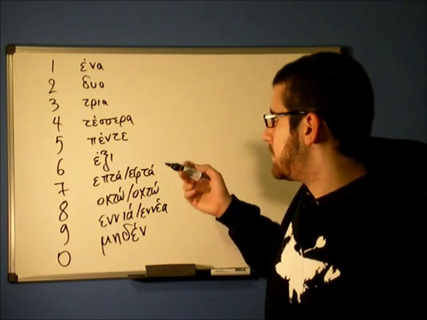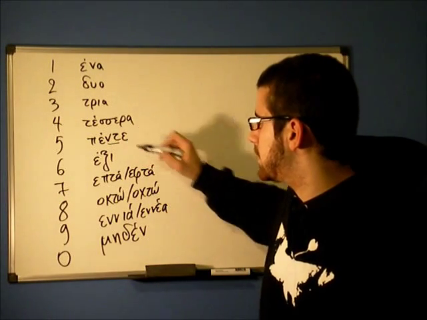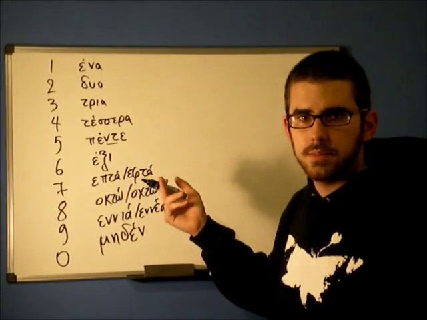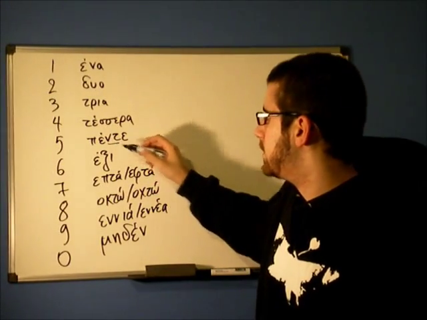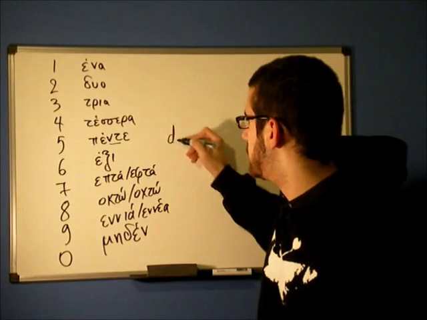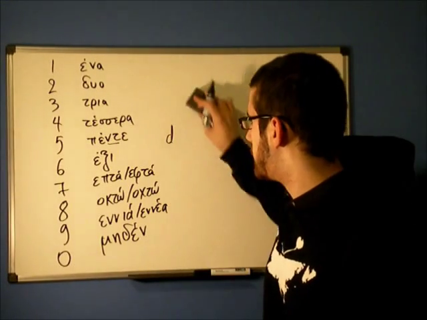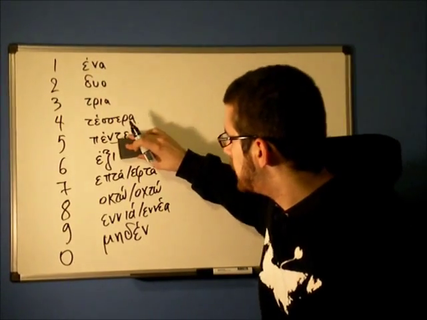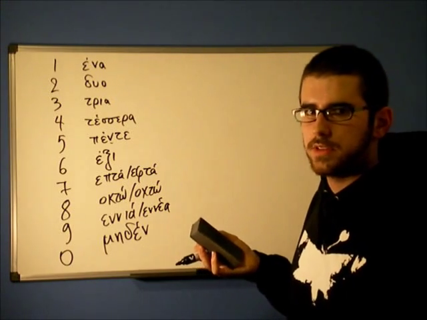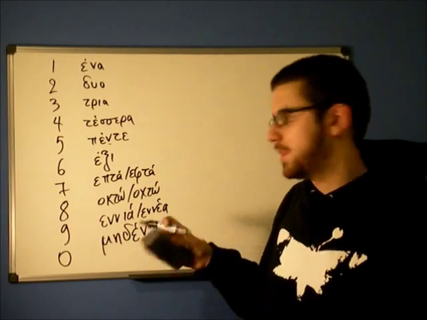Only this, I might have not mentioned it, but it's not that difficult to understand. Pente, because of the speed of saying it, you say pede. It's like the D sound of English. If you say pente, everybody will understand, but it sounds a bit as if you don't know how to speak.